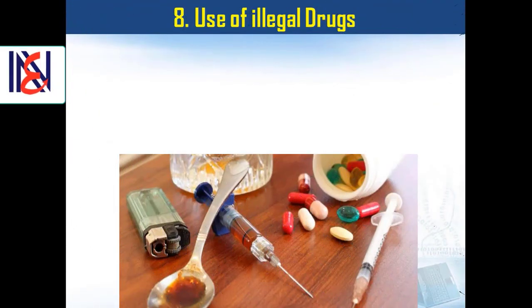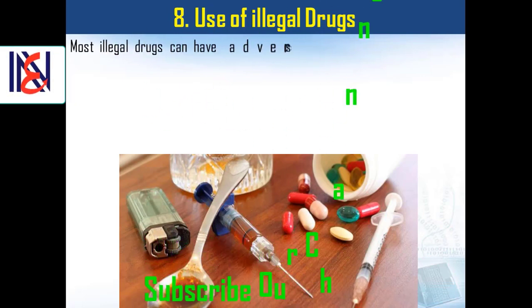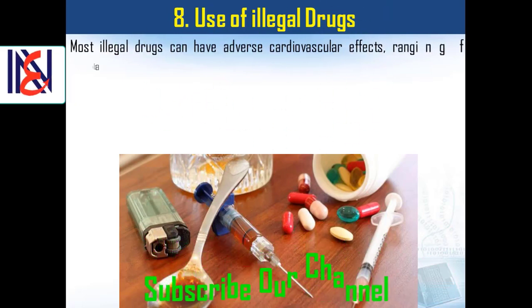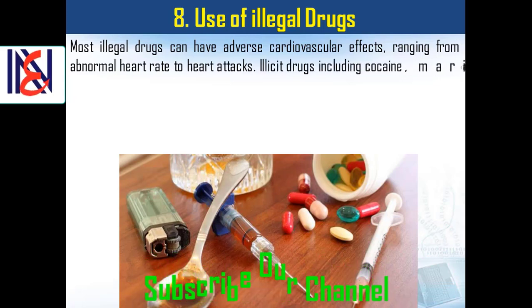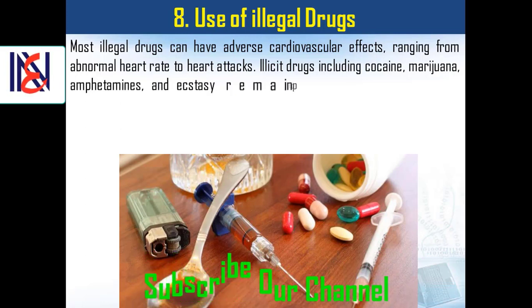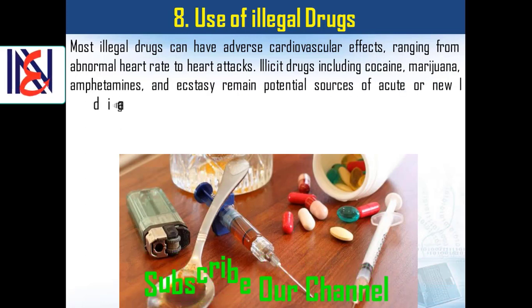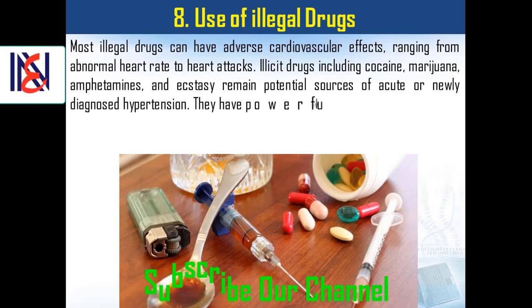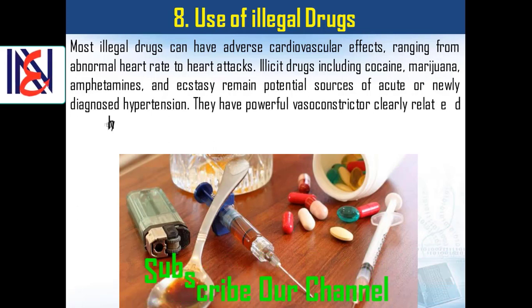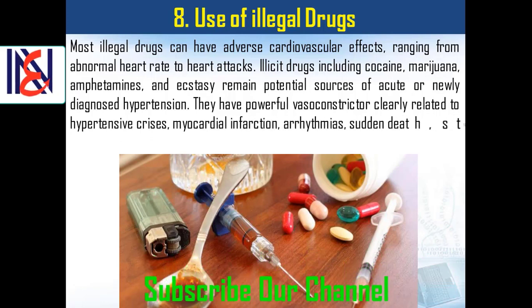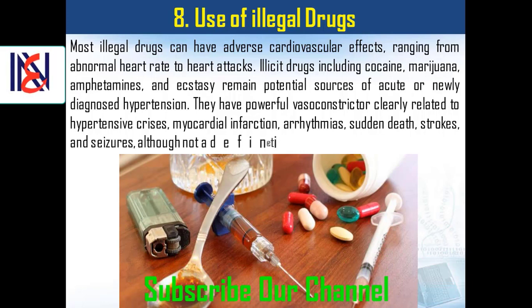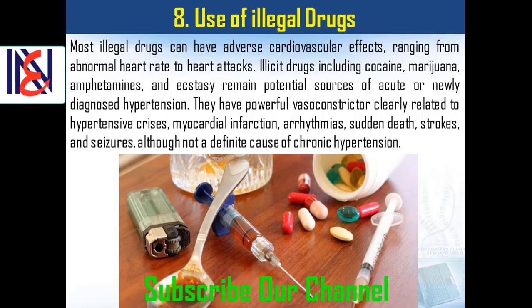8. Use of illegal drugs. Most illegal drugs can have adverse cardiovascular effects ranging from abnormal heart rate to heart attacks. Illicit drugs including cocaine, marijuana, amphetamines, and ecstasy remain potential sources of acute or newly diagnosed hypertension. They have powerful vasoconstrictor effects clearly related to hypertensive crises, myocardial infarction, arrhythmias, sudden death, strokes, and seizures, although not a definite cause of chronic hypertension.